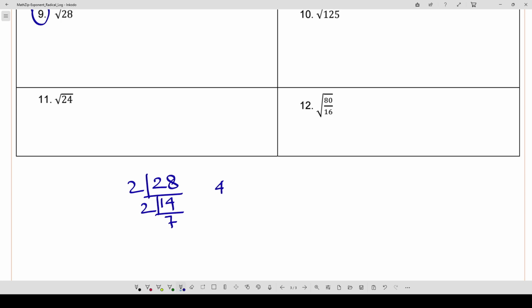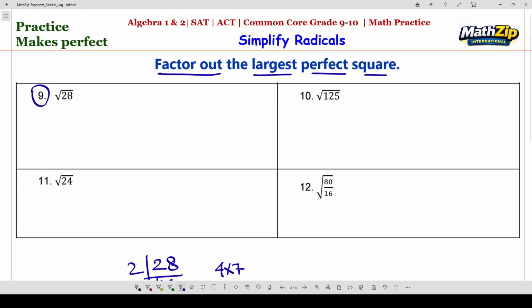But we can write 4 times 7. Why? Because we need the largest perfect square. How? Root 28, we can write as root of 4 times 7. So you can simplify it like root 4 times root 7. 4 is a perfect square, so we can write 2, and here is root 7.